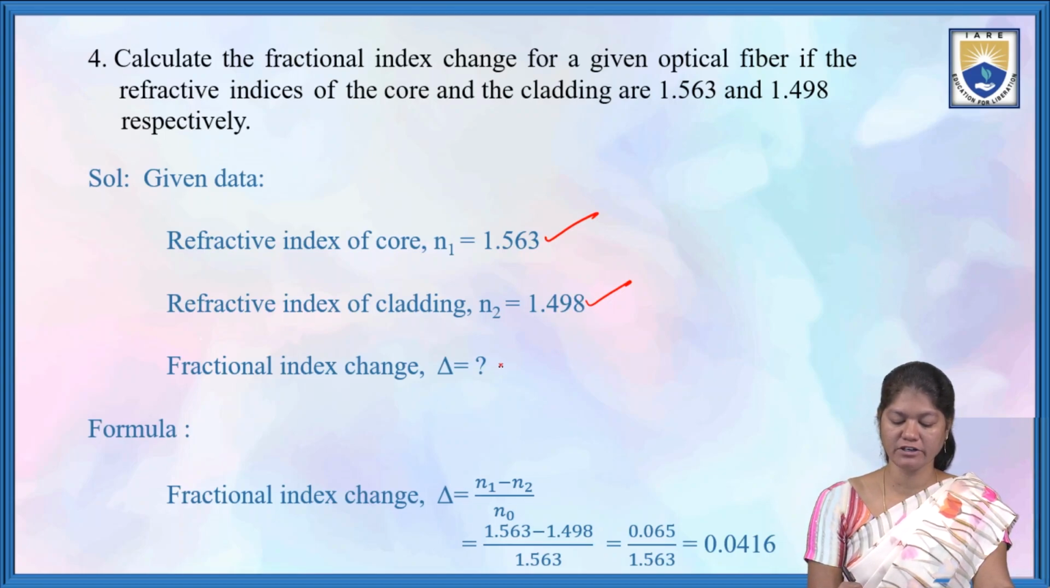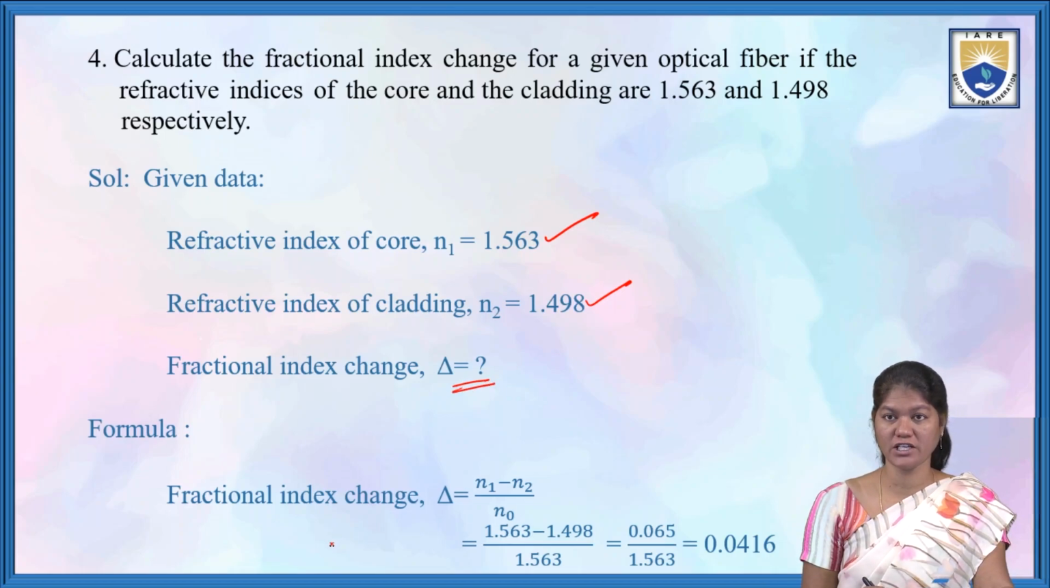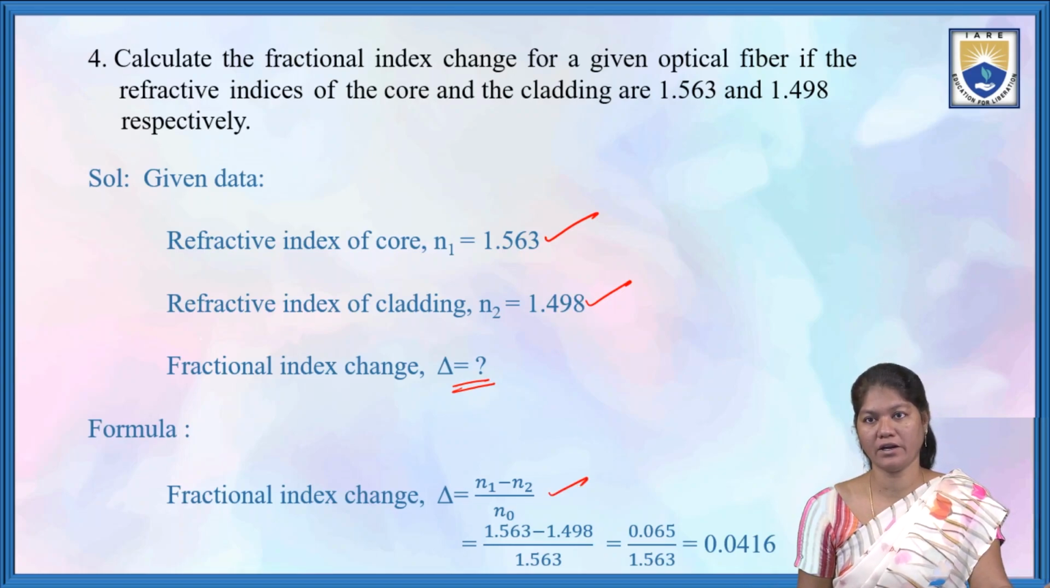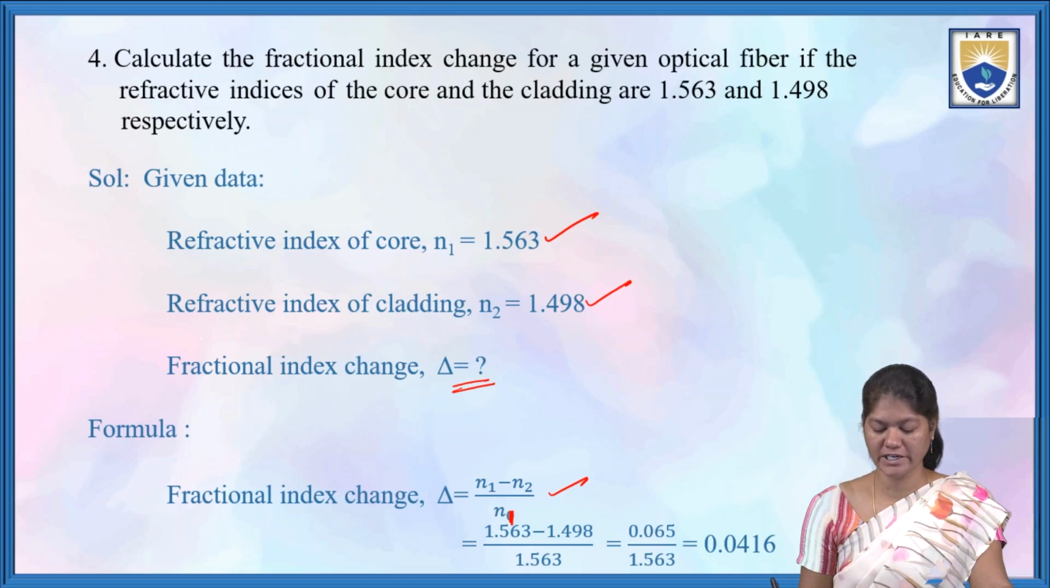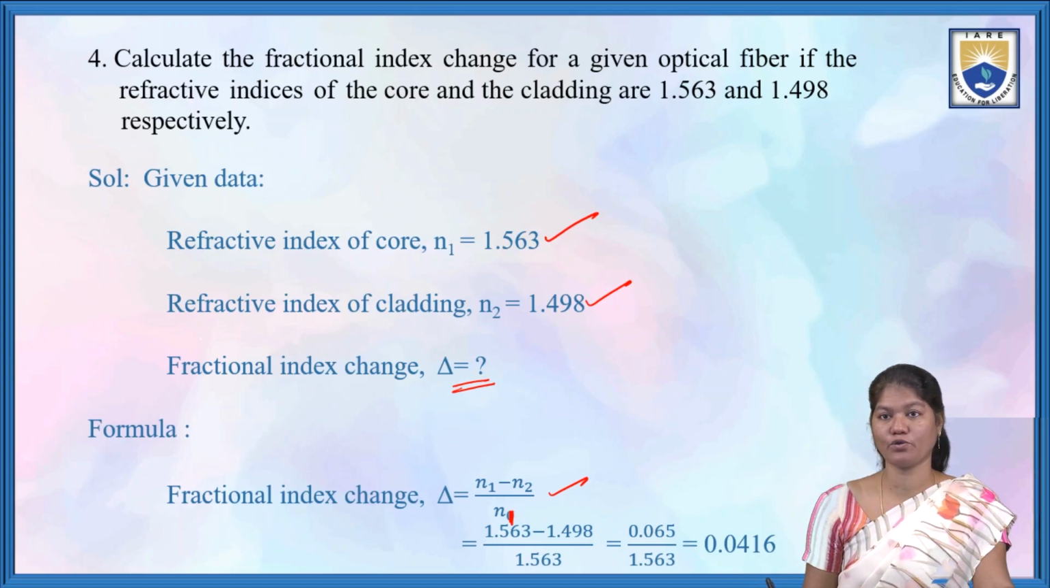So we have to find the fractional index change, delta. The formula of fractional index change delta is equal to N1 minus N2 divided by N1. N1 and N2 have been given. So this is the formula.